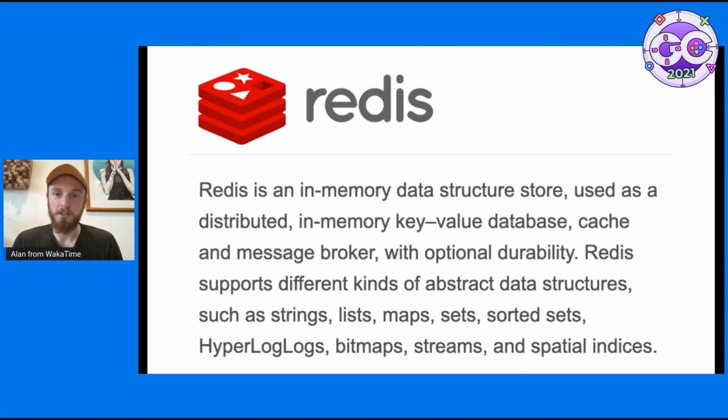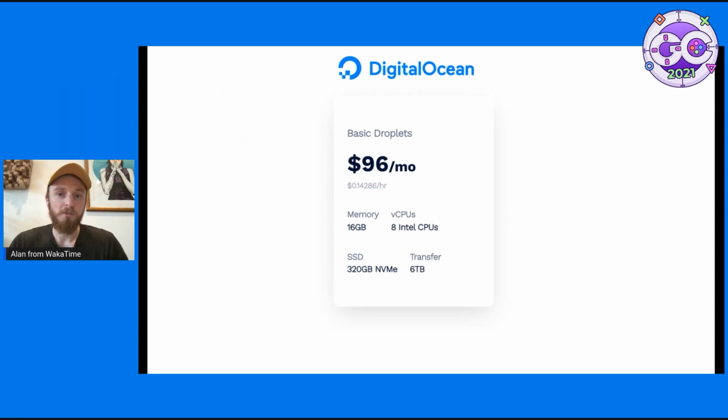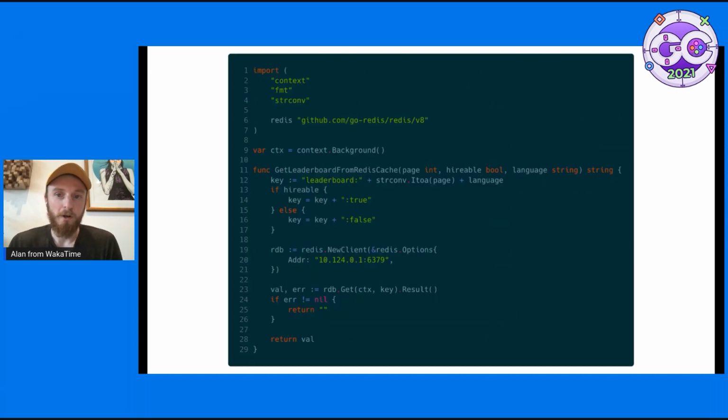We start by caching the page in Redis, the awesome in-memory data structure storage server. WakaTime uses DigitalOcean, so I'll boot up a $100 per month server and set up Redis on it. This gives us about 16 gigabytes of RAM to cache the leaderboards. And we write a function, get leaderboard from Redis cache. We pre-cache the leaderboard page in Redis. It's a simple get by key for the leaderboard.